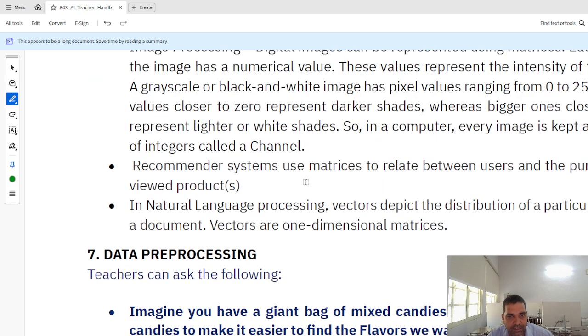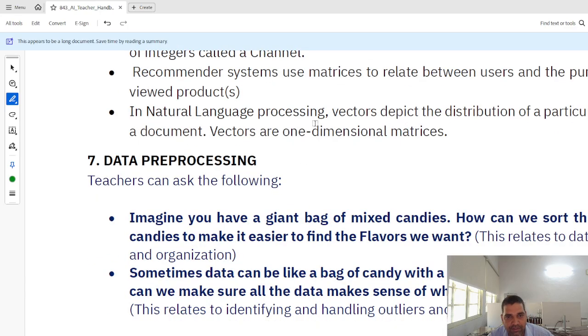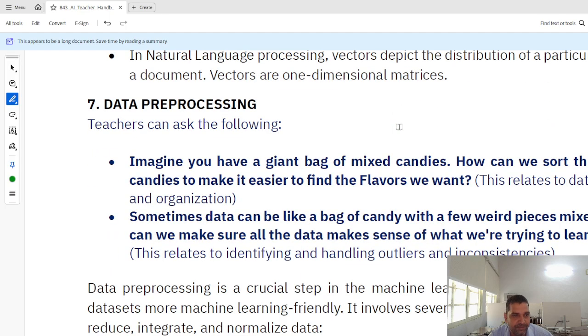Recommender systems use matrices to relate users and the products they purchased or viewed. In natural language processing, we use vectors to depict the distribution of a particular word in a document. Vectors are one-dimensional matrices.